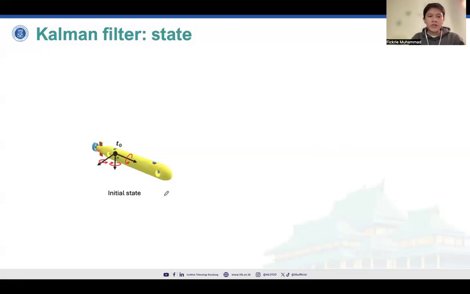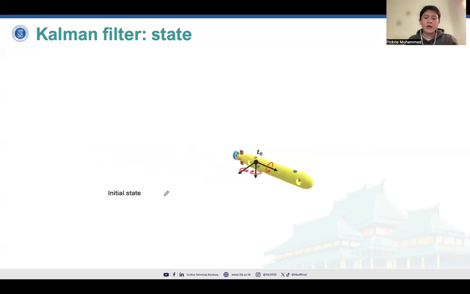So, for example, this is the initial state of the AUV. And if the AUV moves towards the next time step, time 1, we will have the new estimations, right? So we estimate the movement of the AUV from the translations, which are the positions and the velocity, and the orientation measurements. Then we provide the measurement update, and then we'll have the final estimate.